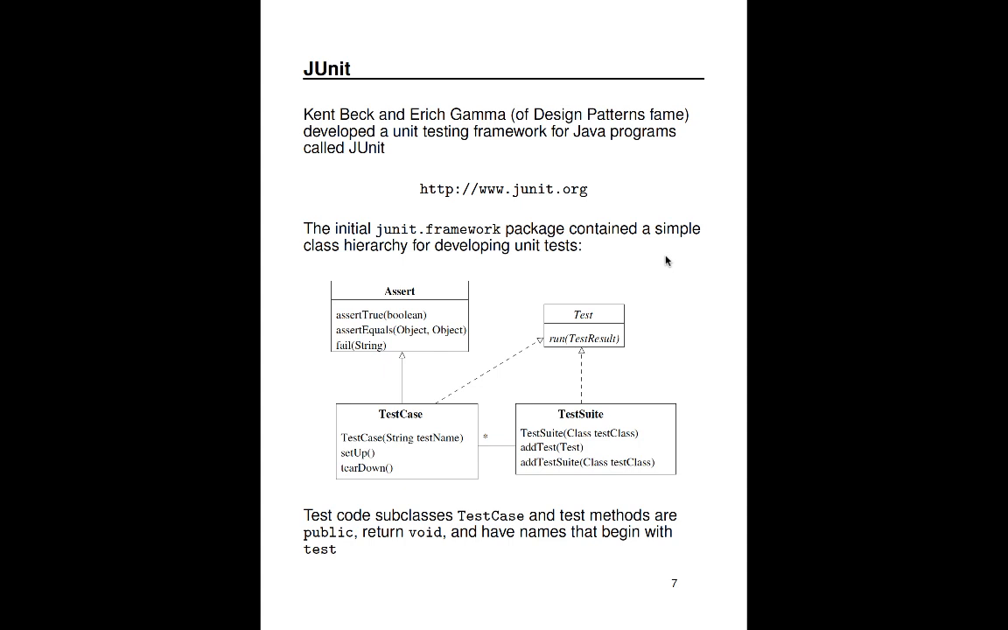So initially, there was a Java package called junit.framework that contained a simple class hierarchy for writing unit tests. At the top of the class hierarchy was a class called Assert. And Assert contained a number of static methods that make assertions about a certain program state. So when you write a unit test, or really any test, you establish some condition, you perform some operation, and then you assert that what you expected to happen actually took place. I like to refer to this as the given, when, then portions of a test.